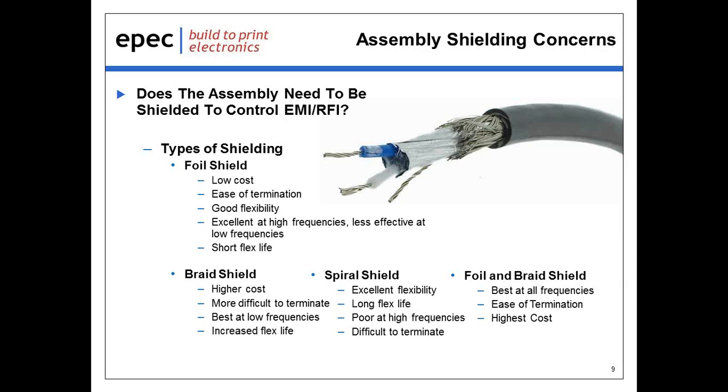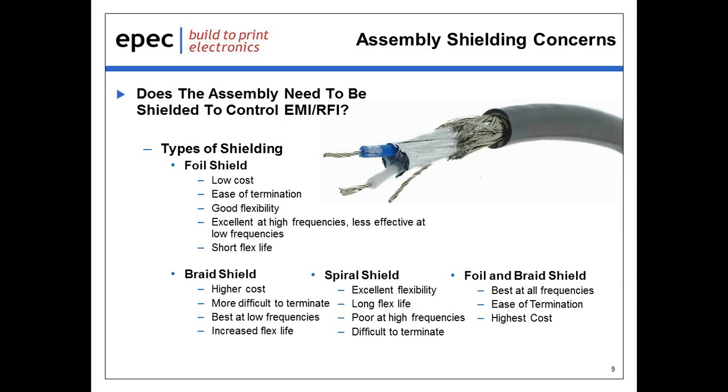A variant of the braid shield is a spiral shield. That's a design similar to the braid, except the metallic strands are wrapped around the core of the cable without any interweaving or braiding. Spiral shield offers very good flexibility with a fairly long flex life, but as we saw with the braid shield, is difficult to terminate and is poor protection at higher frequencies.